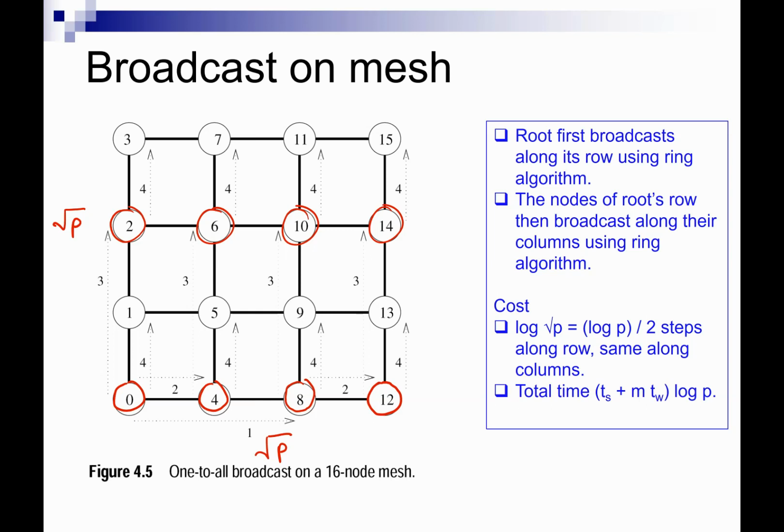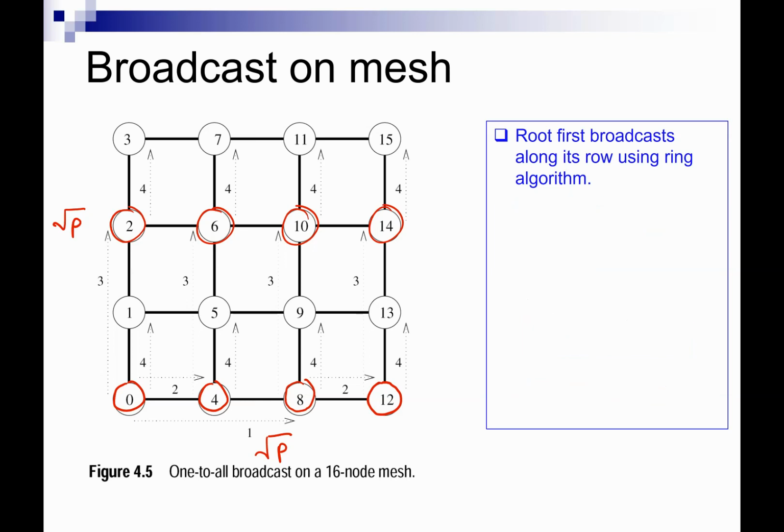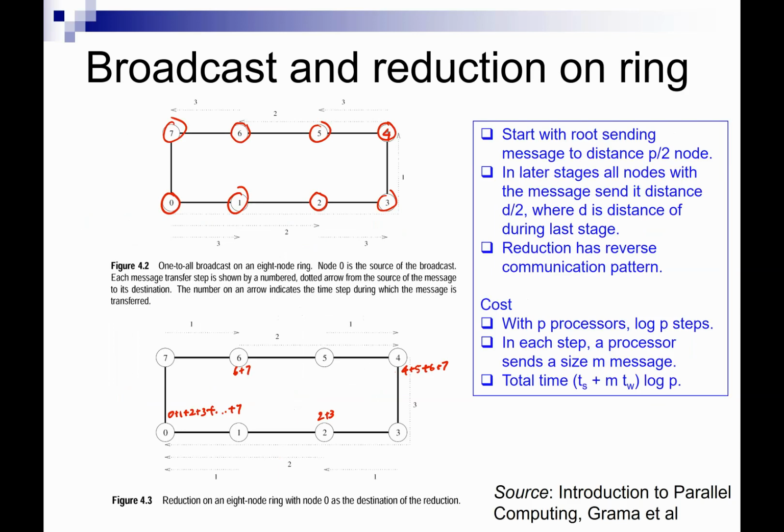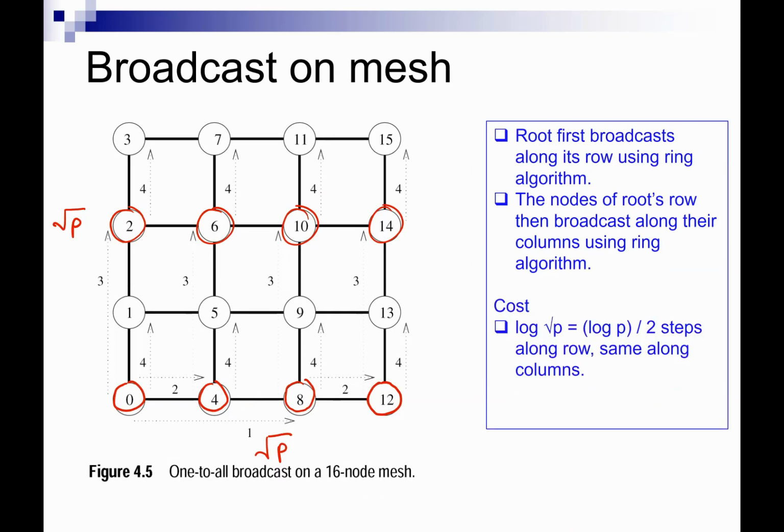Okay, and each of these broadcasts, each time you send a message, it takes you time ts plus m times tw. And you do this for log p divided by 2 steps along the rows, and then log p divided by 2 along the columns, right? So altogether, you add these, and then the total time you get is going to be this expression over here. And this turns out to be actually the same amount of time as broadcasting on a ring, right? It's ts plus m times tw times log p.